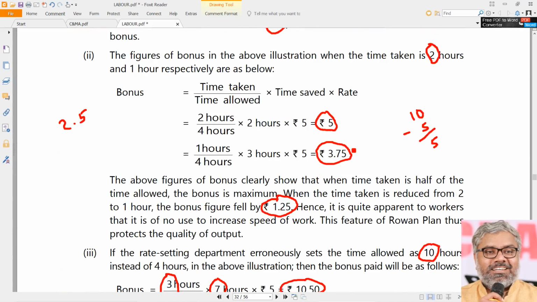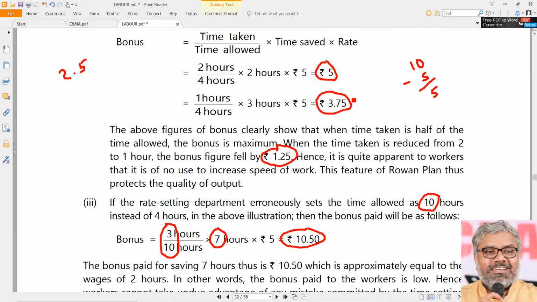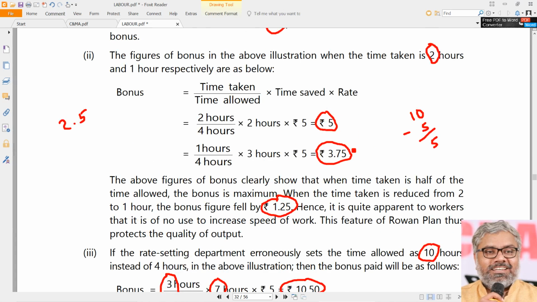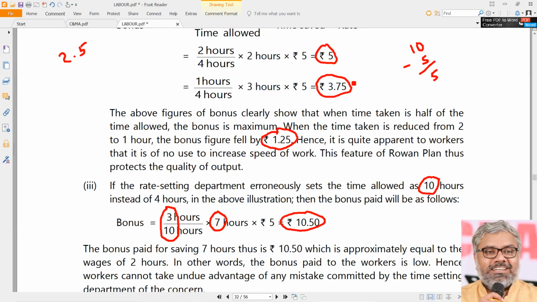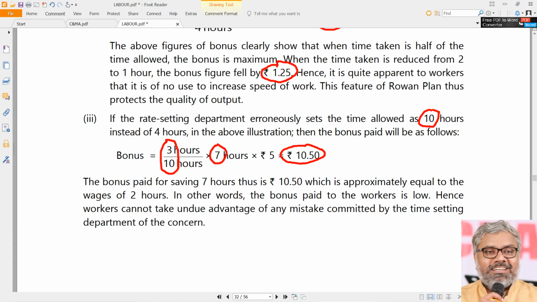If the worker increases the speed too much, rather than benefiting, he is losing 1.25 per hour, particularly speaking. So workers will not do that, which means they are not going to unnecessarily speed up only for earning a bonus. They will do the work with the required quality, and because of their efficiency, if there is any time saved, they will get the bonus anyway. But undue speed will not be there under the Rowan plan.